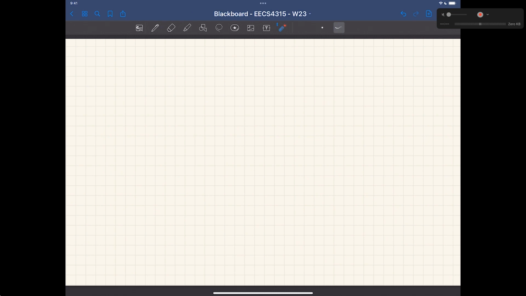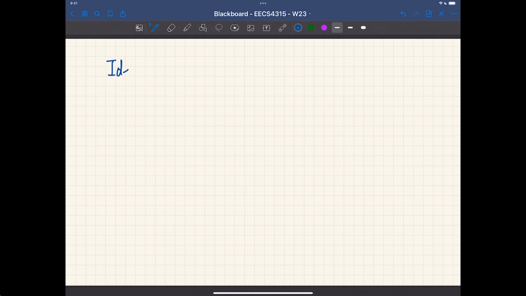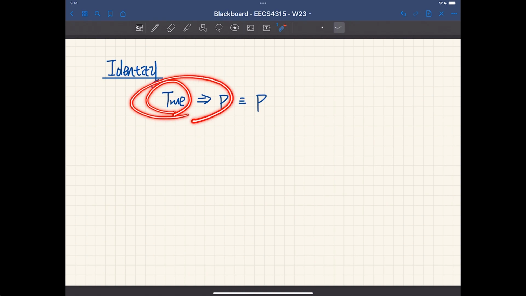So let's talk about identity first. The first one: if I have true implies P, I will just get P. What does that mean? That means if the antecedent is already true, the entire thing depends just on P. Pretty much like a remark that Chidalu made before.